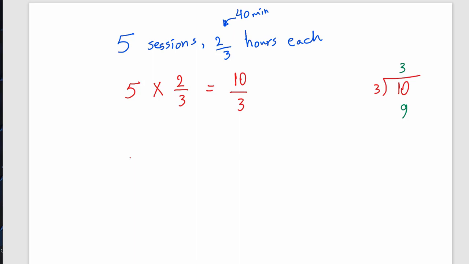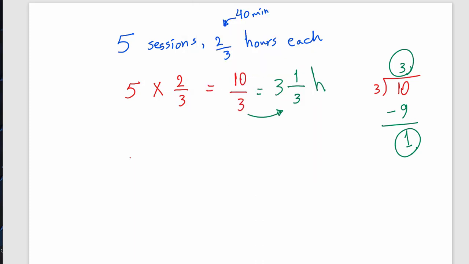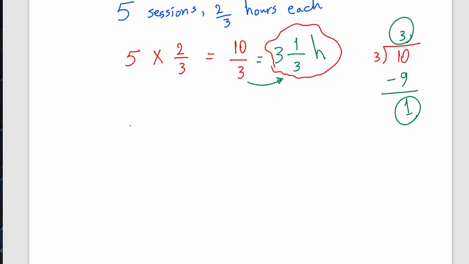So 3 times 3 equals 9. Subtract. So what is the whole number? And what is the numerator? And what is the denominator? Okay, so the answer is we spend 3 1/3 hours every day in the sessions. Thank you, Abdullah, for helping. Okay, my heroes, let's see another one.